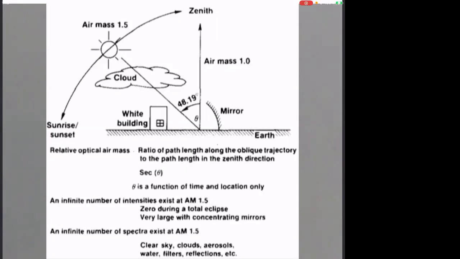Of course, the air mass is important. We talked about the importance of how power changes as the sun moves across the sky. AM 1.5, which is halfway in between the noon at the equator, which is the zenith, and the horizon. So this AM 1.5 is used as a standard.